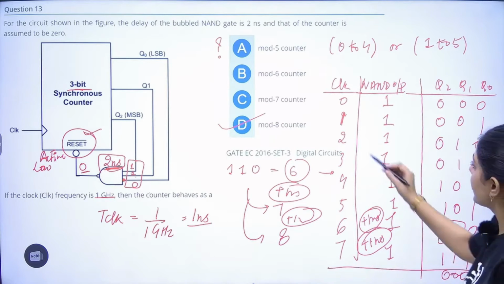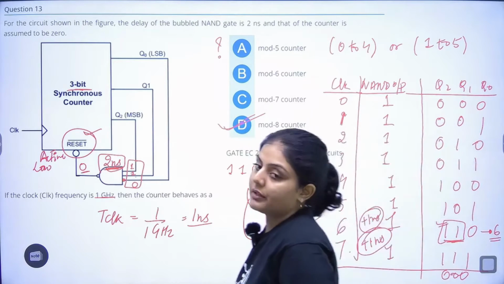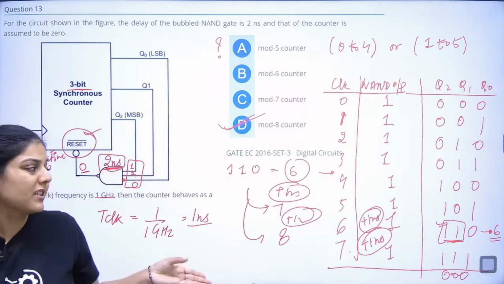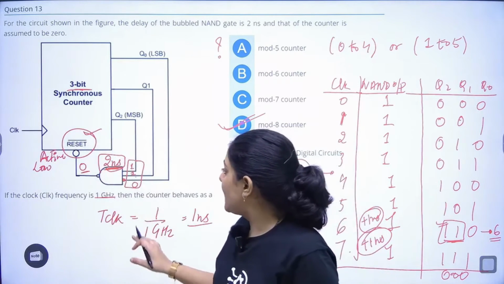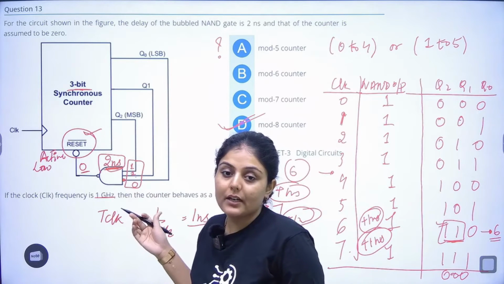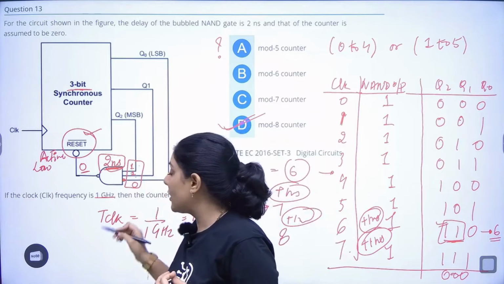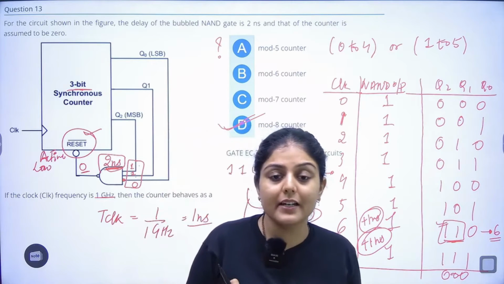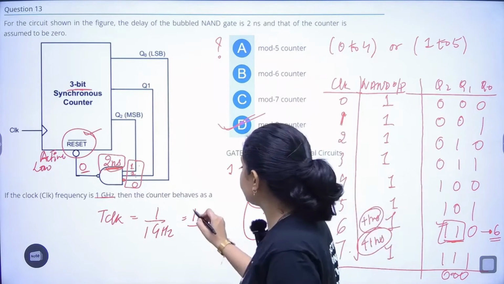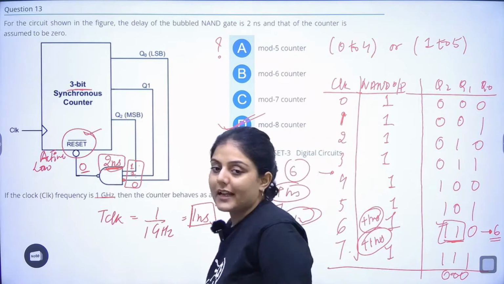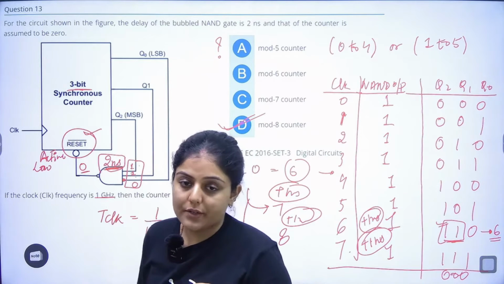So what is it? 0 to 7. So it is a mod 8 counter. Understood? By the table you can see. But firstly, I told you a very easy method. What you have to do is find out what input it needs in order to reset. It should have 1, 1, 0 as input in order to reset. But because of this 2 nanosecond delay, and our clock time is 1 nanosecond, it will basically need 2 more mods.